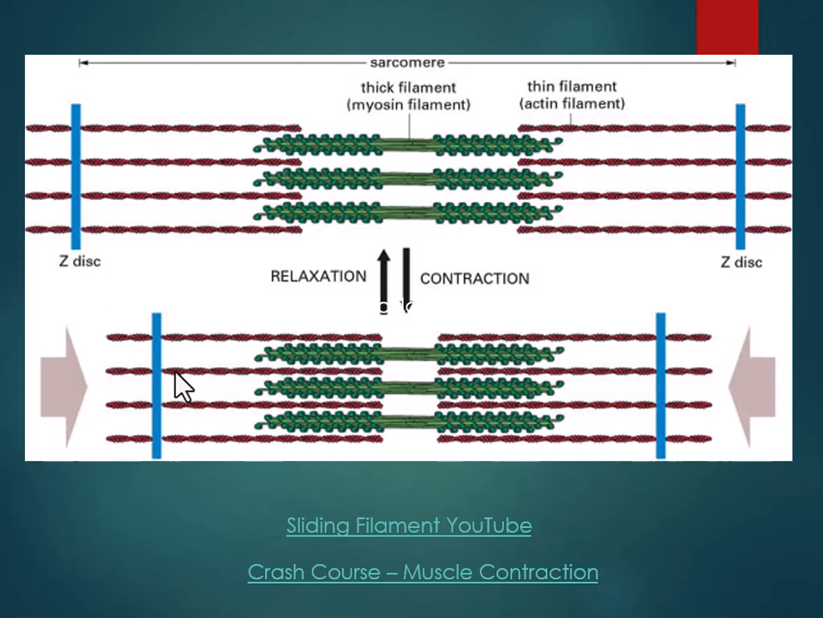Notice the Z lines got closer together during contraction, or if you go from the bottom picture to the top picture, the Z lines get further apart during relaxation. Actin and myosin themselves don't change or disintegrate. You can see that the length of the actin and the length of the myosin is actually the same. It's just that they're not attached as closely together. Both of the two animation links here are excellent at explaining muscle contraction. I'd highly recommend you go back to the original PowerPoint and watch those two.